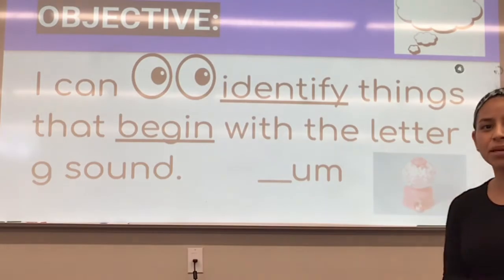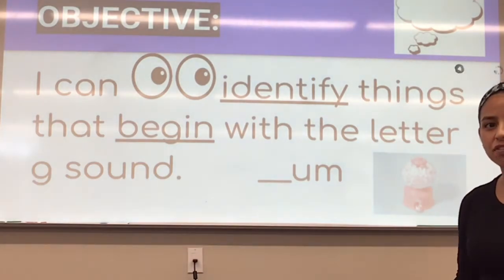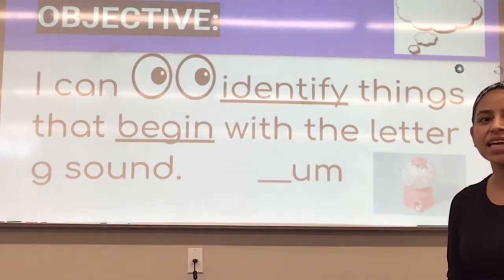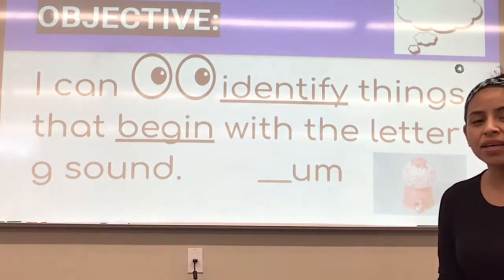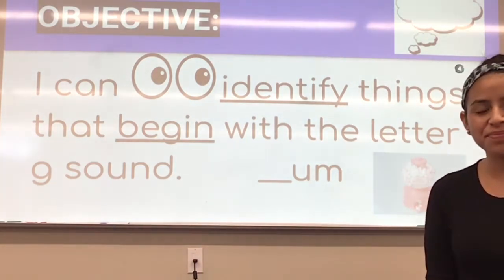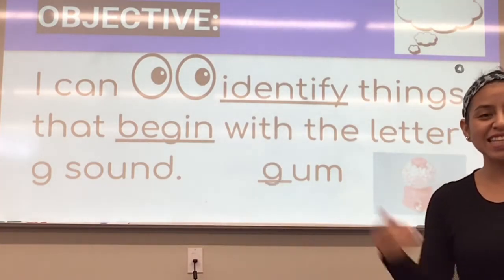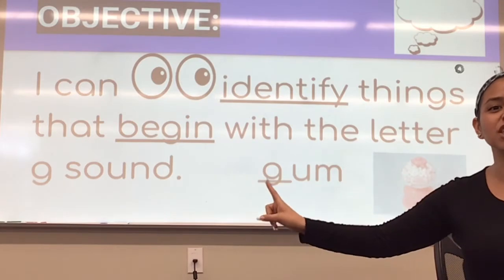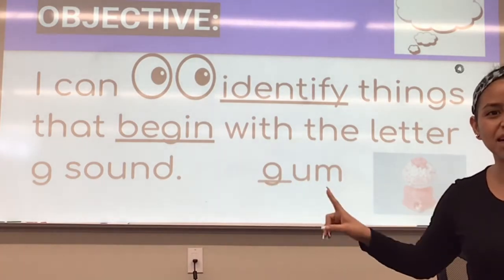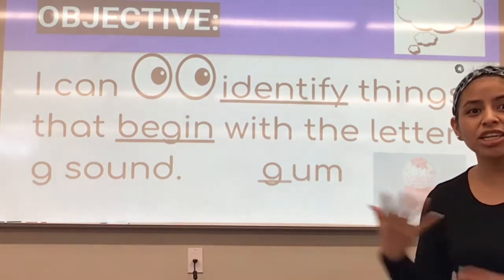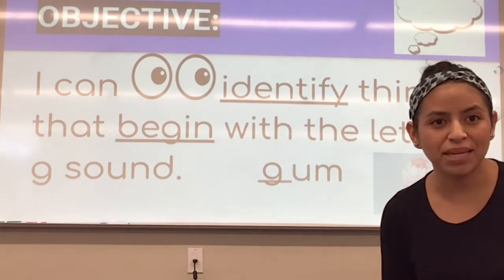So behind me, I have a picture of gum. This is a gumball machine. Gum, does that begin with the letter G? Let's find out. Yeah, it does begin with the letter G. Gum. So we are going to do the same thing for the rest of your mini book.